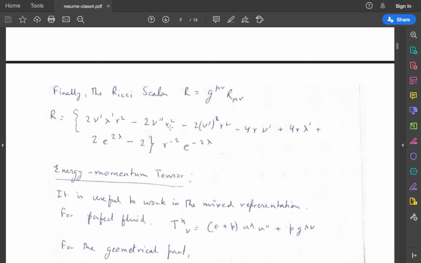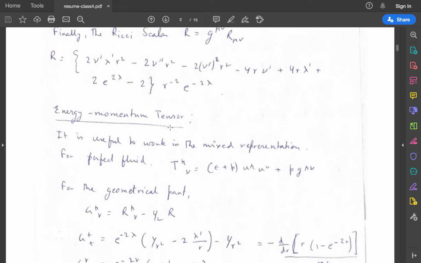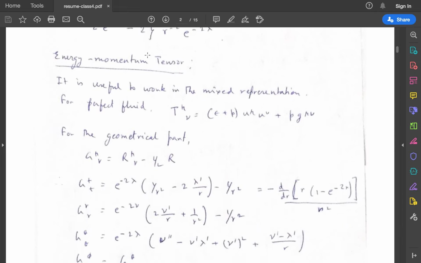However, as we have told you, this is not a vacuum solution, this is a solution with matter, so we need an energy momentum tensor. Before that, usually it is more convenient to work in the mixed representation, if you want to write the solution of the Einstein equation with matter. For the simplest one, we just take the matter to be a perfect fluid, where T mu nu is given by epsilon plus P, where epsilon is the energy density, P is the pressure, U mu is the four velocity, U mu U nu plus P g mu nu.